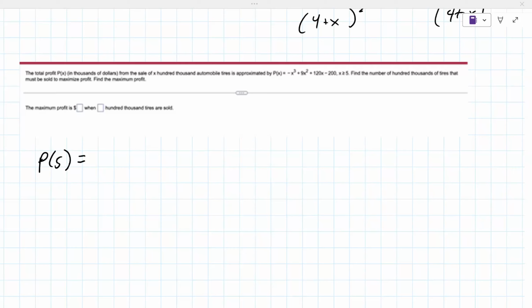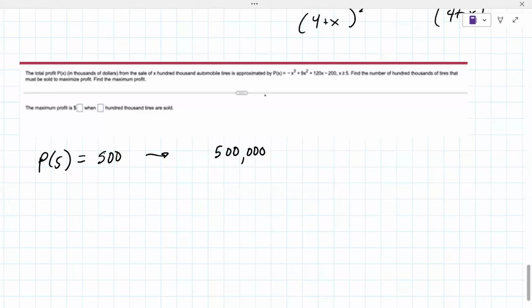Minus x cubed plus 9x squared plus 120x minus 200. All right, so that ends up being 500. Now this one you've got to be really careful. It says the total profit P of x in thousands of dollars. So this is actually 500,000. And that will be important when we put the answer in.